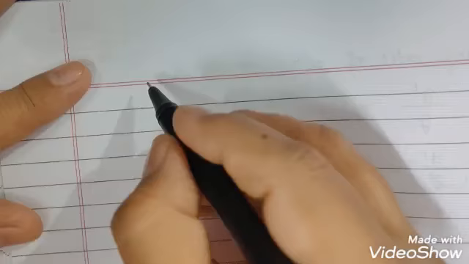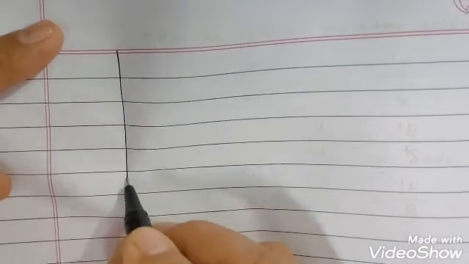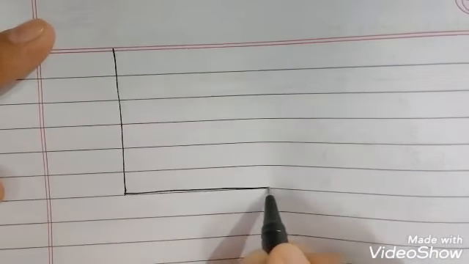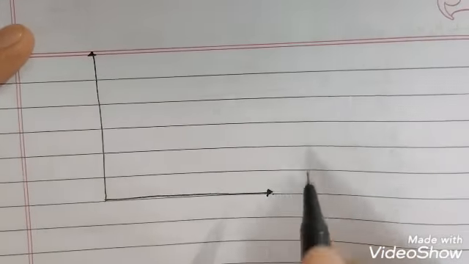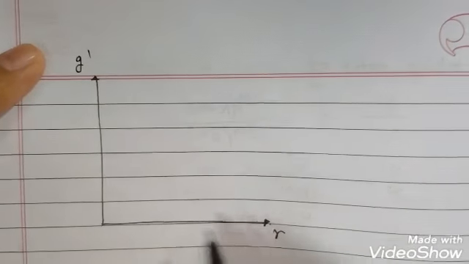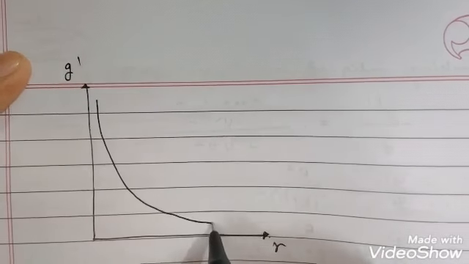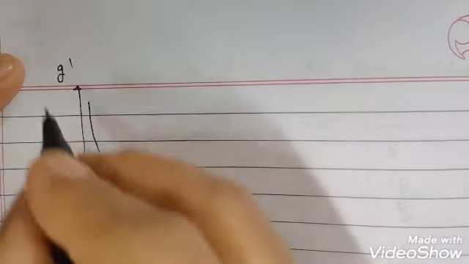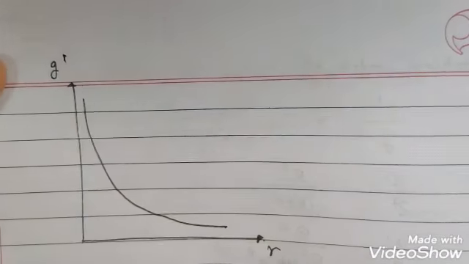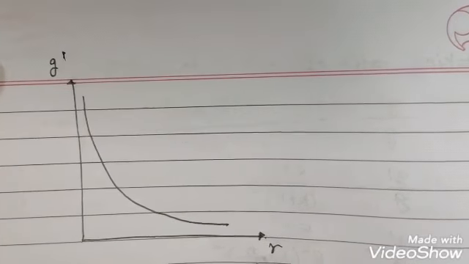So this variation of g dash with r can be shown by the graph here. If you just draw the graph like this, you will find, if we take g dash on the y-axis and r on the x-axis, so this will decrease exponentially. g dash will decrease exponentially with increase of the altitude.